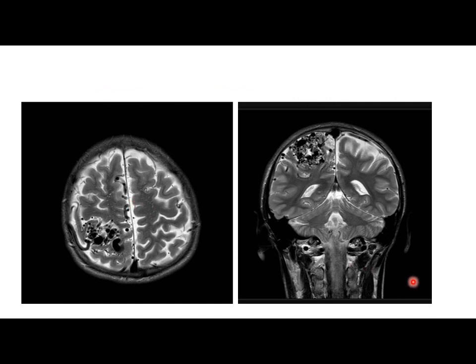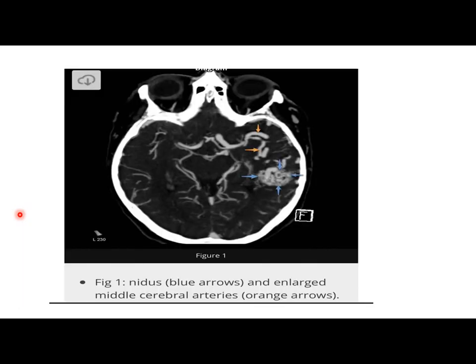On MR, the AVM will show this cluster of signal void on T2, and it is also called the nidus, and a drainage vessel will be found. This is the classic MRI image on T2 of AV malformation. This is just explanation. This is the nidus, and this is the enlarged tortuous drainage vein. No, the drainage artery.